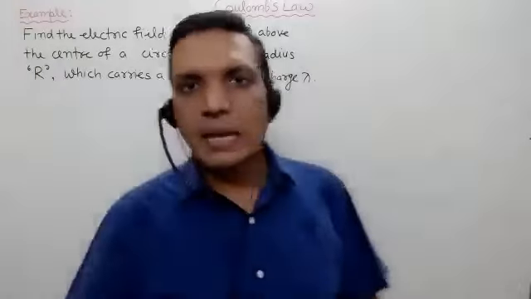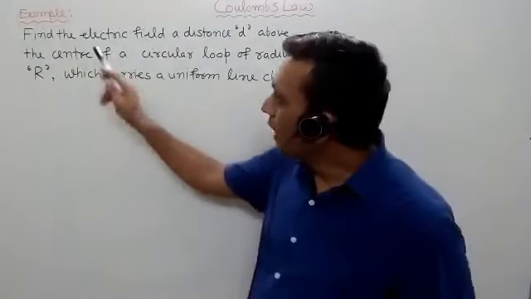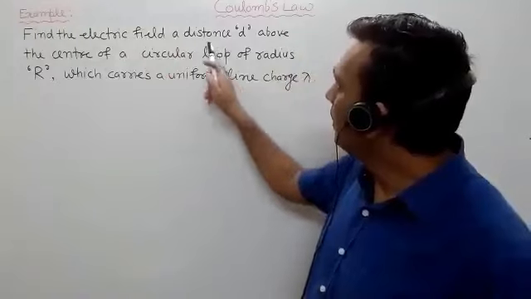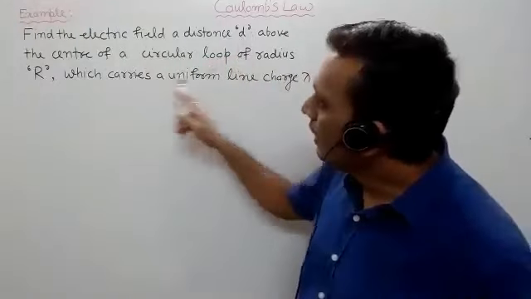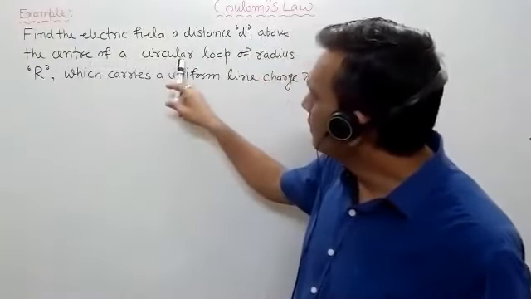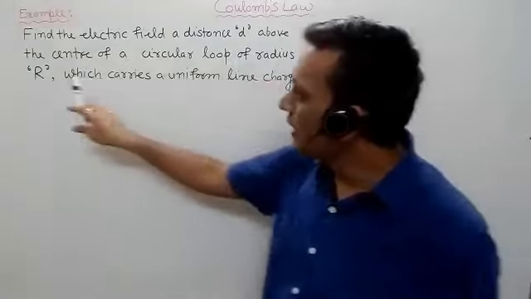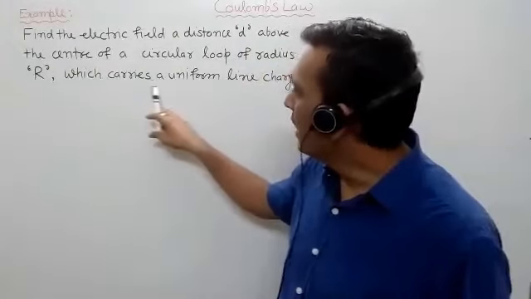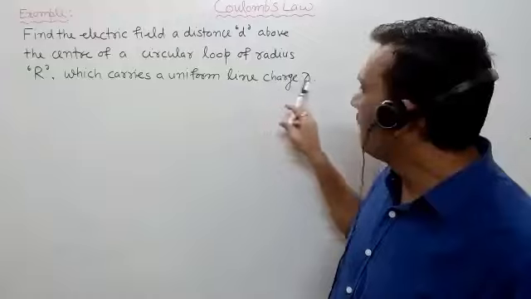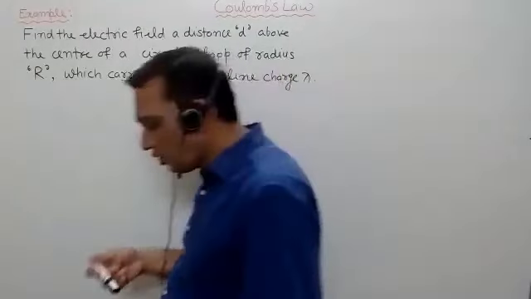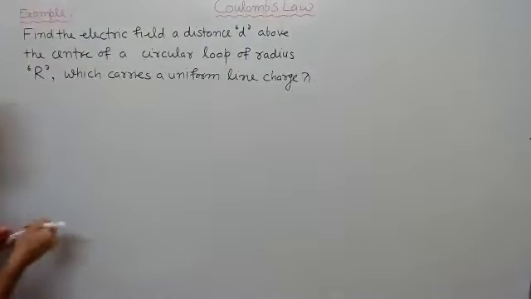So next example on Coulomb's law. Find the electric field a distance small d above the center of a circular loop of radius capital R which carries a uniform line charge lambda. So it's a case of a circular loop.